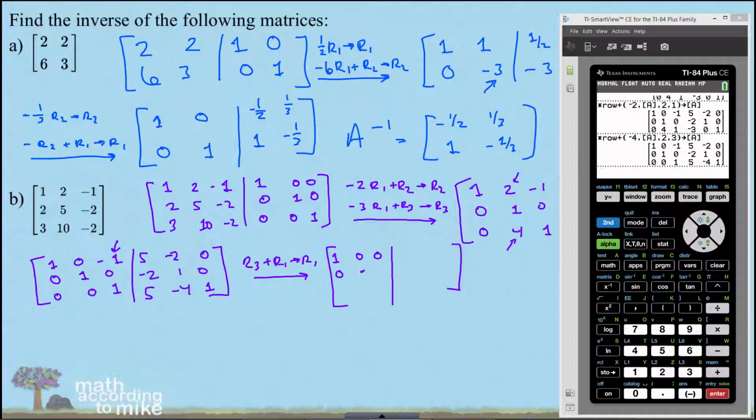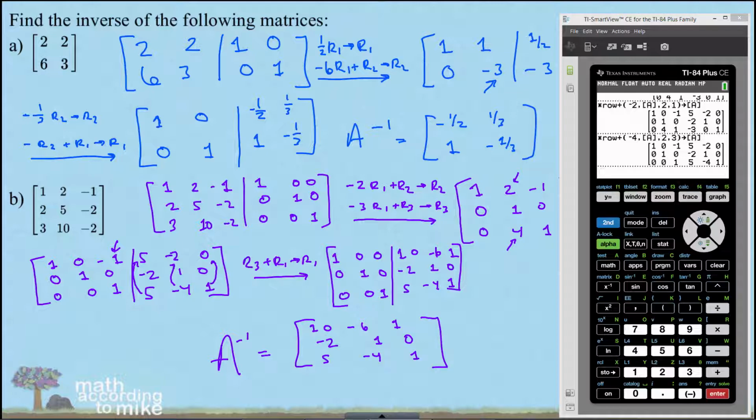Since we're just adding here without having to multiply, you might be able to just do that part in your head. So 5 plus 5 makes 10. -4 and -2 make -6. And 1 plus 0 makes 1. So that means the inverse of that matrix is 10, -6, 1, -2, 1, 0, 5, -4, 1.